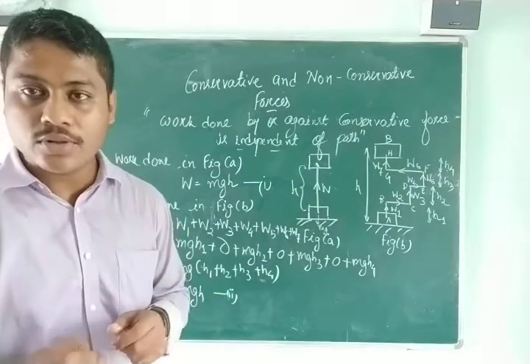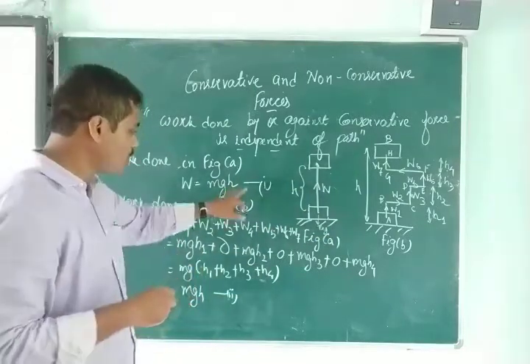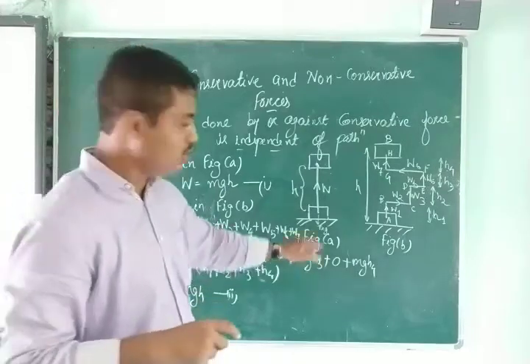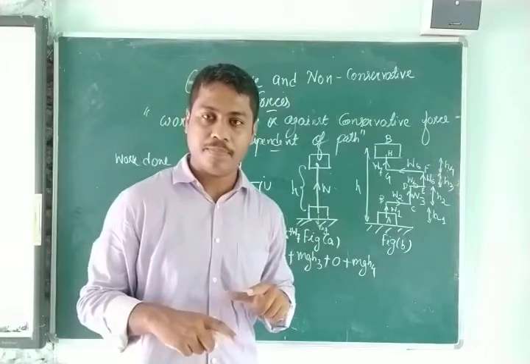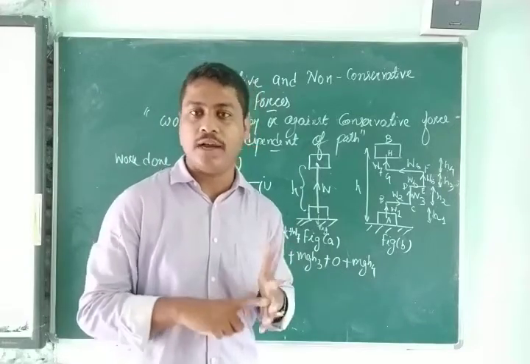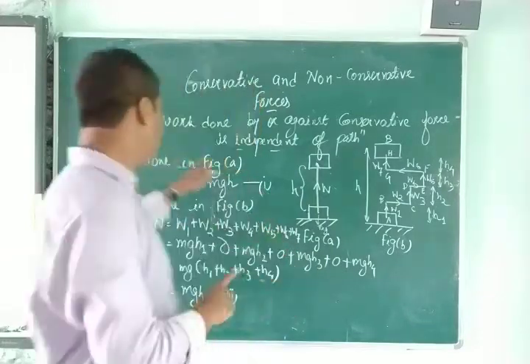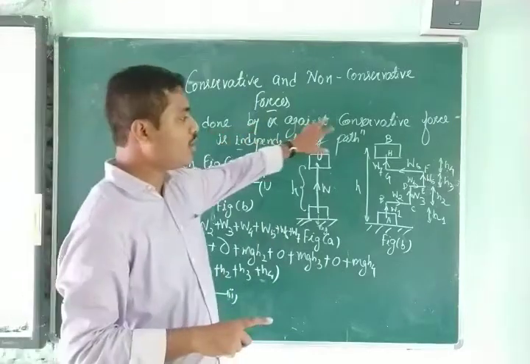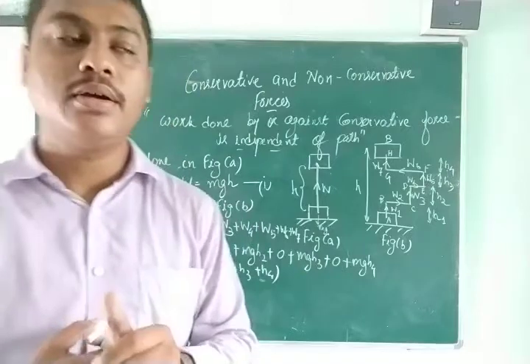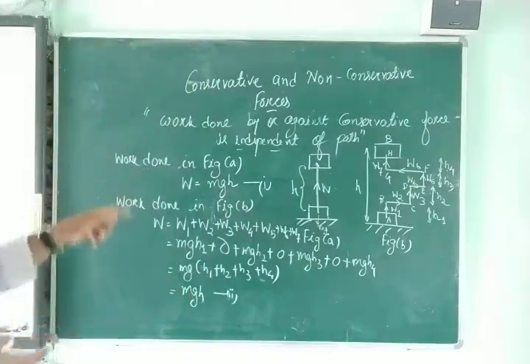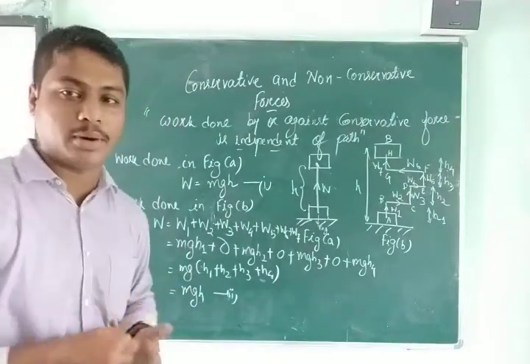So what does it conclude? From equations 1 and 2, it is clear that the work done in figure A and figure B are the same. So you have to write that work done by or against the conservative force is independent of the path followed by the body. This is about the statement, and you have to write it.